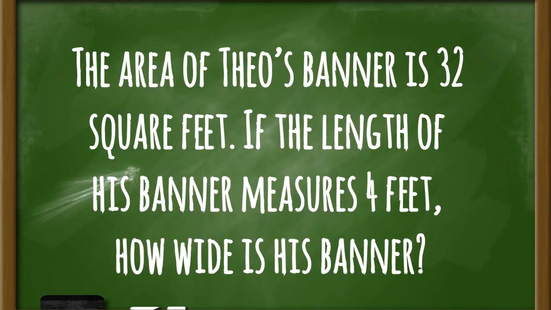For our activity together today, we are going to look at the following problem. Look at the board and listen to me as I read. The area of Theo's banner is 32 square feet. If the length of his banner measures 4 feet, how wide is his banner? We're going to use the information given to us in this word problem to help us draw a picture and find the missing side of Theo's banner.